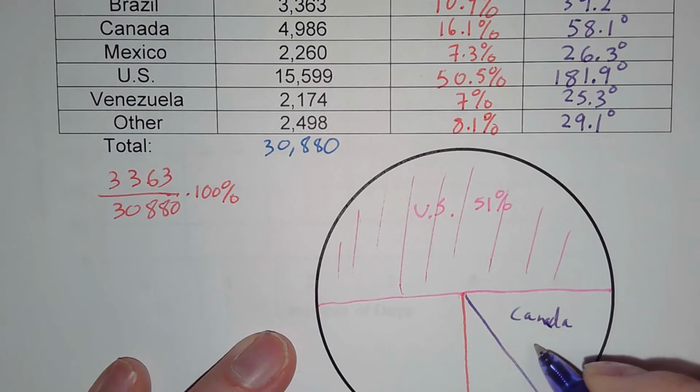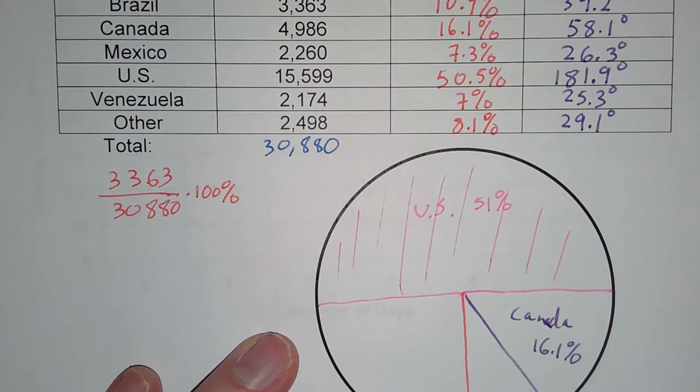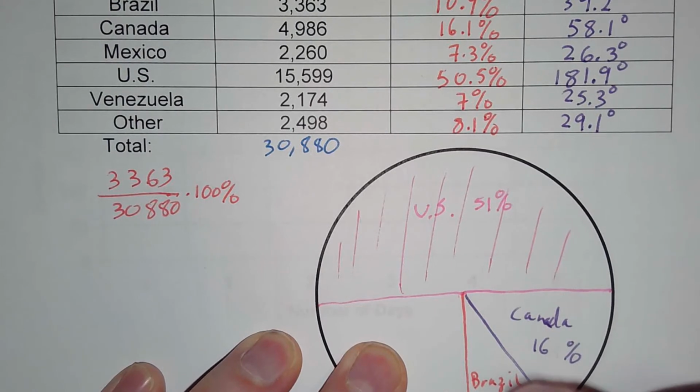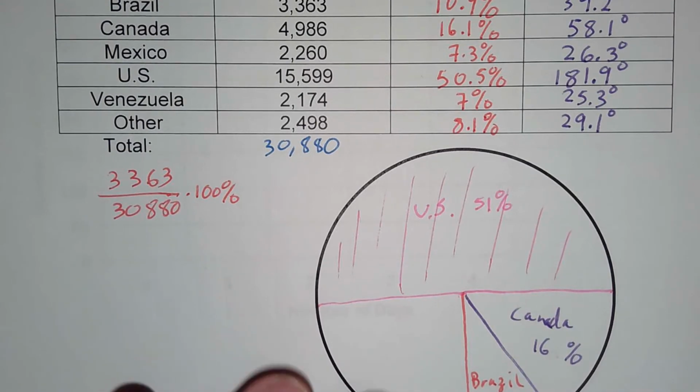And it's about 16.1%. And then I'm going to put Brazil here. And Brazil would be about 10, or I guess we should round these off. So let's just say this is 16%, and this is about 11%. Because typically on these pie charts, they're going to have this percentage to the nearest whole number.